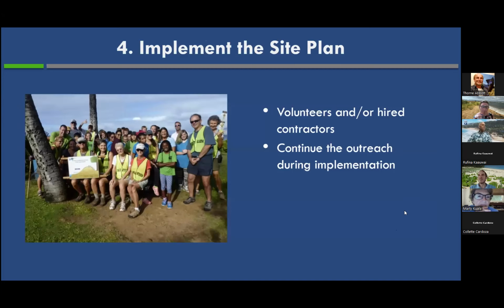And then this one is kind of obvious, but you've got to implement the plan. This is when all that stakeholder engagement done early in the process really pays off. You can use volunteers to help with the actual work, or hired contractors as needed. And it's important to continue that outreach throughout the implementation stages so that people know what you're doing, why you're doing it, and why it's important.